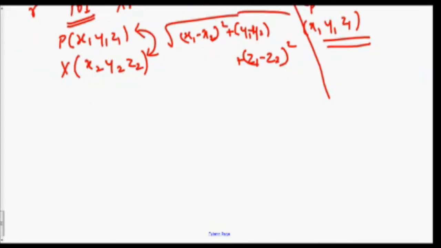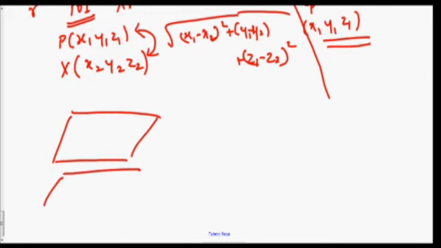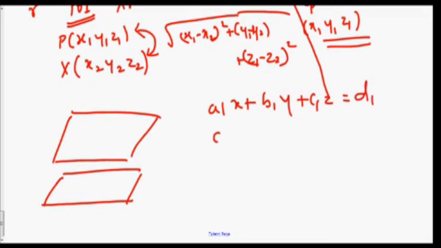Now if you are asked to find the shortest distance between two planes, two parallel planes or two planes, whatever it is, what you do is, say you are given a1x plus b1y plus c1z equal to d1. I'm just taking it in Cartesian form because it's easier that way. By now you know how to interpret any form into the other, right? If these two planes are given, you need to find the shortest distance between these two planes.